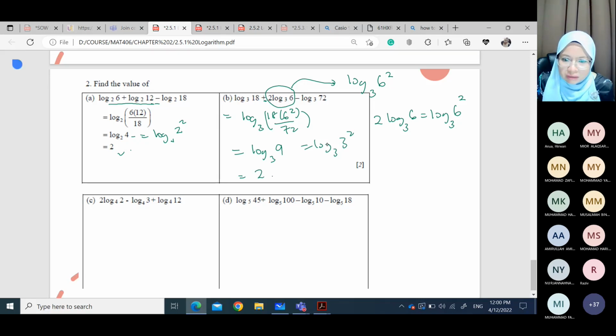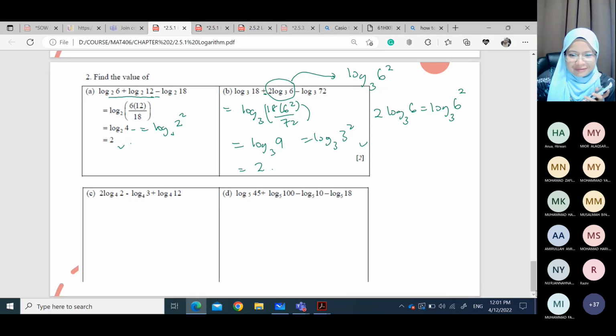So kalau you tak nak convert ataupun buat dalam bentuk ni, you just plug in your calculator, find log 3 9, equals. So the answer here is 2. Okay? Boleh? Ada soalan? Tak ada.